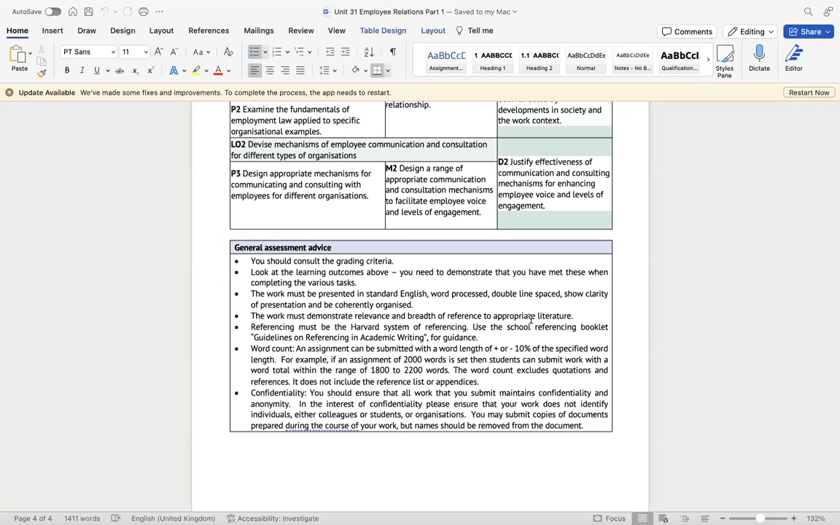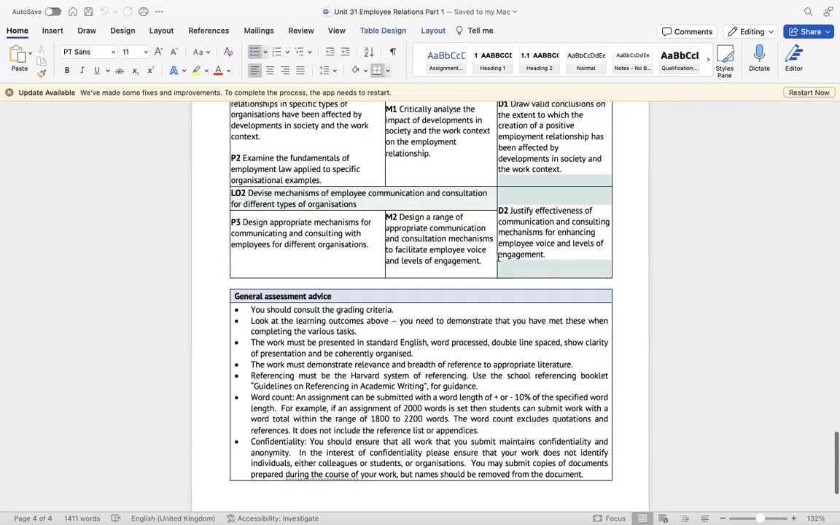Your word limit was 3,000, so you can go 10% over or under the limit. I told you this as well. And just make sure that it's your work and that you're not using any other student's work.